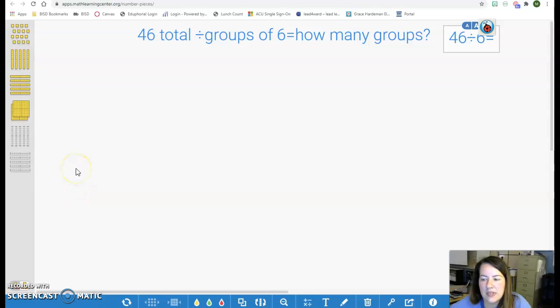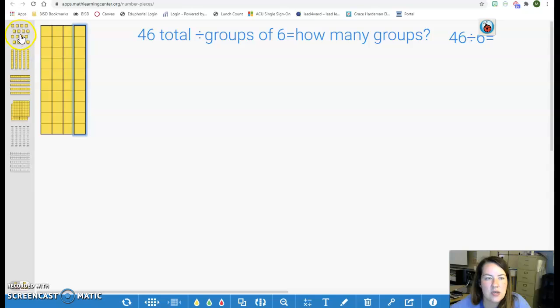Hey guys, here's one more example of how to use the manipulatives and use your math fact knowledge to help you solve the problem. So this one is 46 divided by 6. So I need 46 total pieces. I'm going to make groups of 6. So I'm going to start by getting 46 total pieces. So 10, 20, 30, 40. Need 46. So 41, 42, 43, 44, 45, 46.